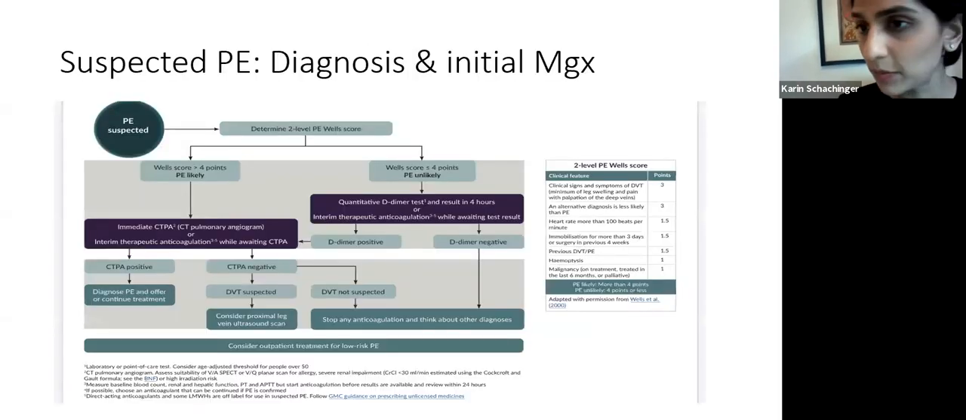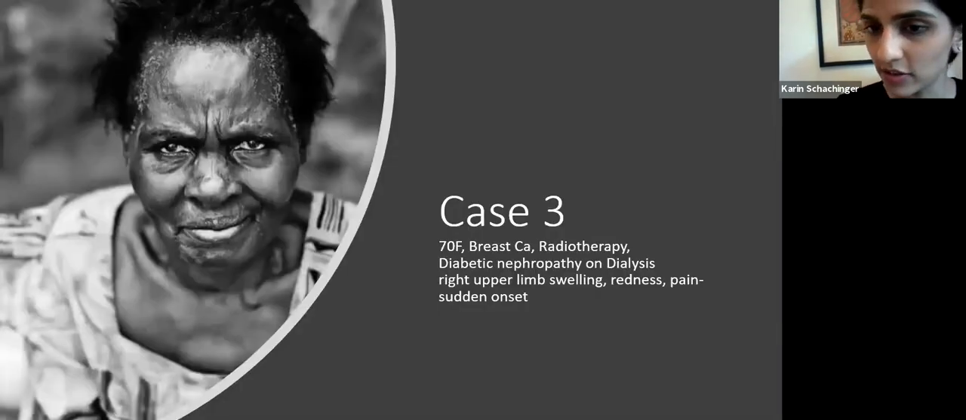Okay, this is the pathway for PE. Again, just for knowledge, just for you to have when you look at the presentation again, if anybody is more interested in that. Okay, so our last case today.